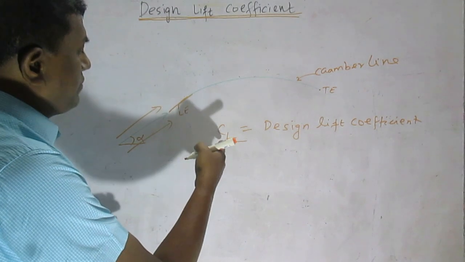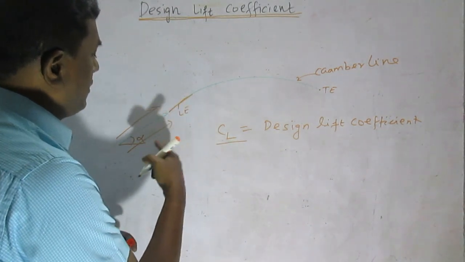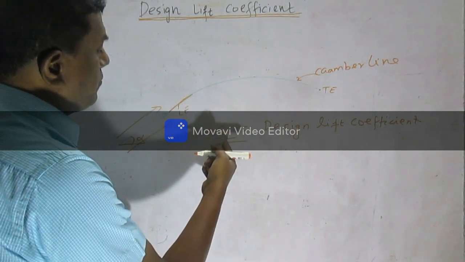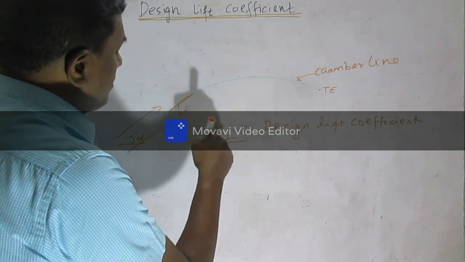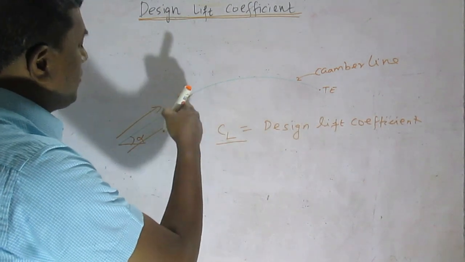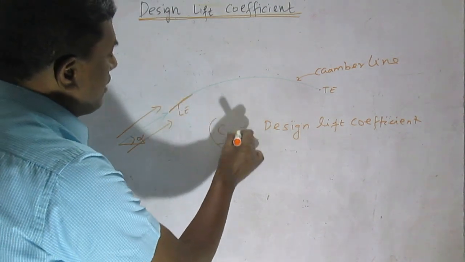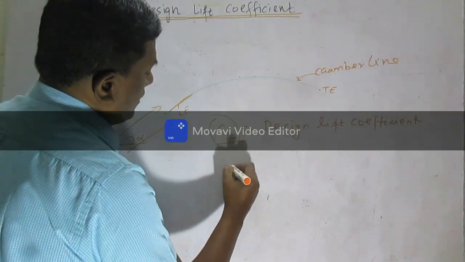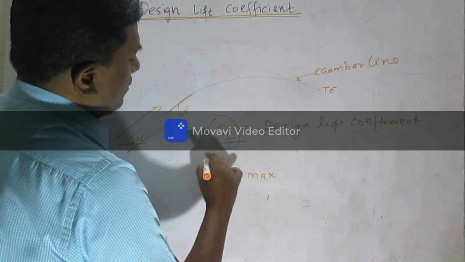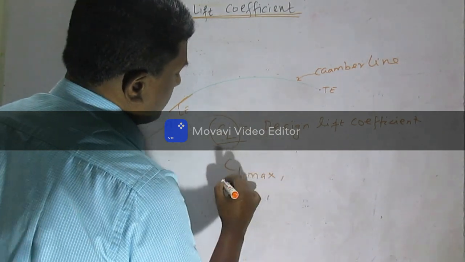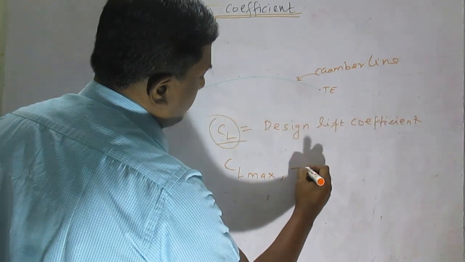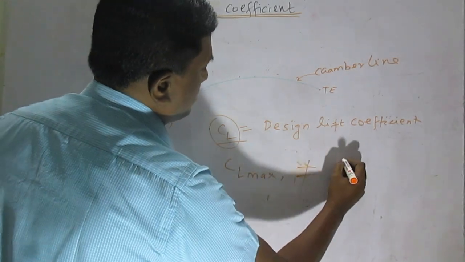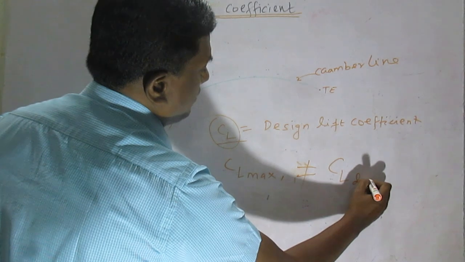This design lift coefficient is very important, and it should not be confused with the maximum lift coefficient. The local flow direction becomes tangent at a particular angle of attack, and the CL at that condition is the design lift coefficient. But the maximum CL is different. CL max is not equal to CL design, the design lift coefficient.